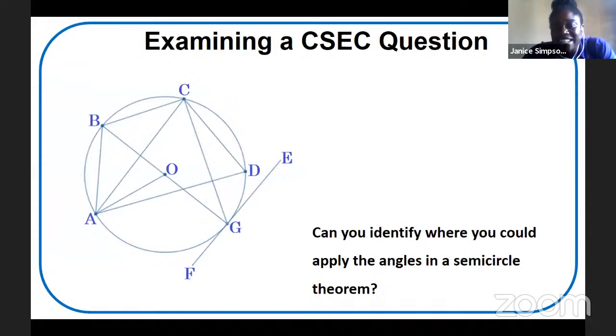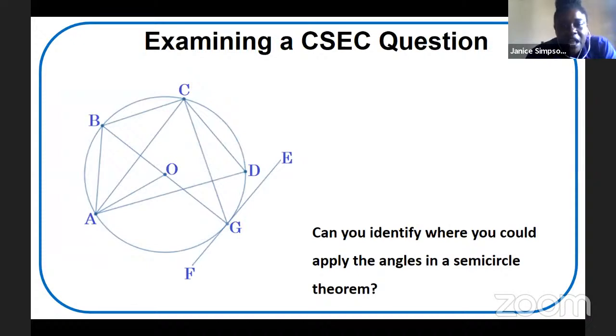It's not just that it's 90 at the circumference, but it must be standing somewhere. Where should it be standing? Somebody says BCG. All right, I see you. Where should it be standing? Just on any chord? It's 90 degrees at the circumference if it is standing on just about any chord? Where should it be standing for us to be able to say so? On the diameter, very good. It must be standing on the diameter.